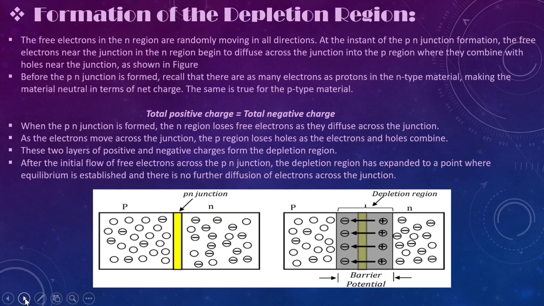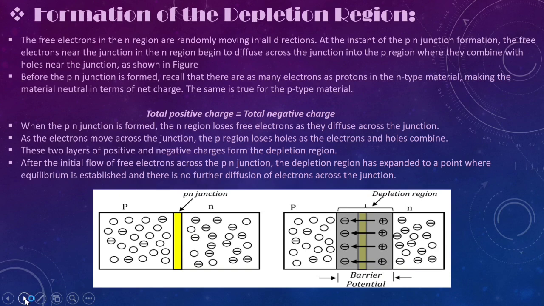When the p-n junction is formed, the n region loses free electrons as they diffuse across the junction. This creates a layer of positive charges, pentavalent ions, which are immobile charges, near the junction on the n side. As the electrons move across the junction, the p region loses holes as the electrons and holes combine. This creates a layer of negative charges, trivalent ions, which are immobile charges, near the junction on the p side. These two layers of positive and negative charges form the depletion region, as shown in the second figure.